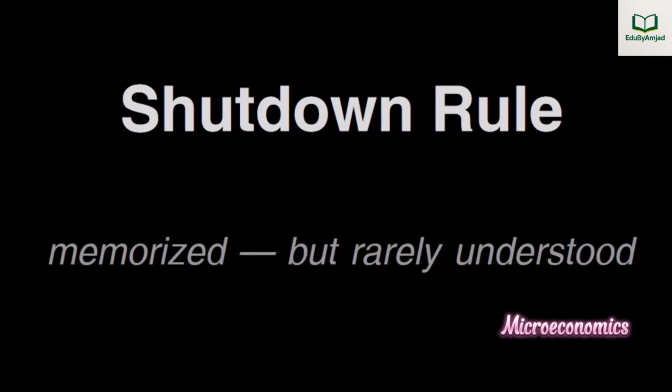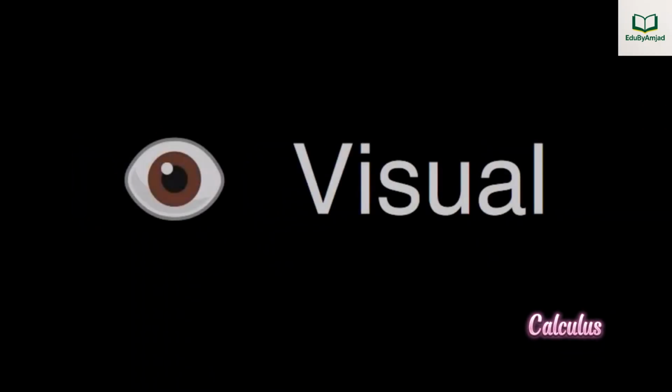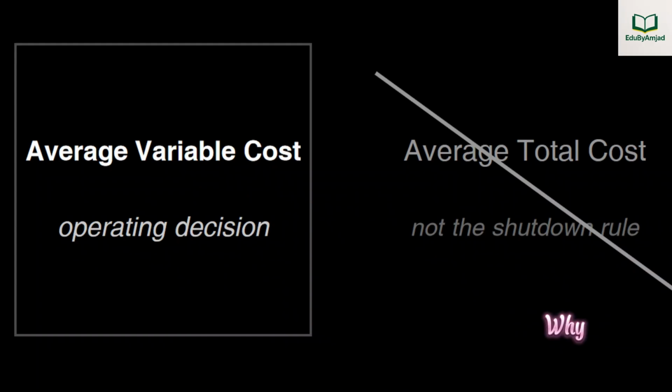In microeconomics, students often memorize the shutdown rule. But very few understand where it actually comes from. In this video, I will show you visually, algebraically, and using calculus, why the shutdown rule depends on average variable cost, not average total cost. This explanation works perfectly for AP Microeconomics, IB Economics, and A-level Economics.